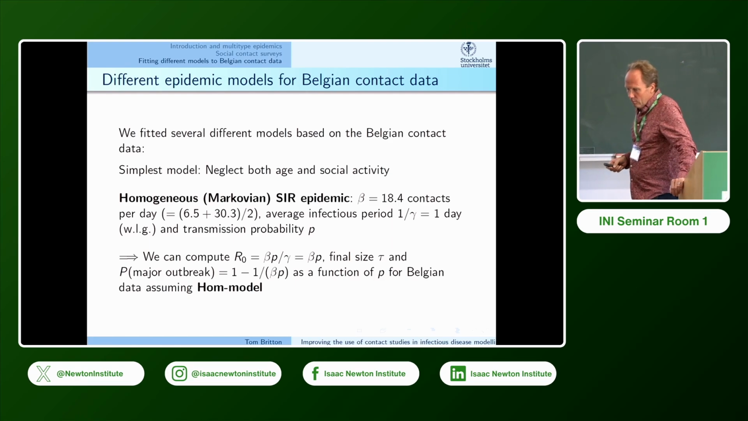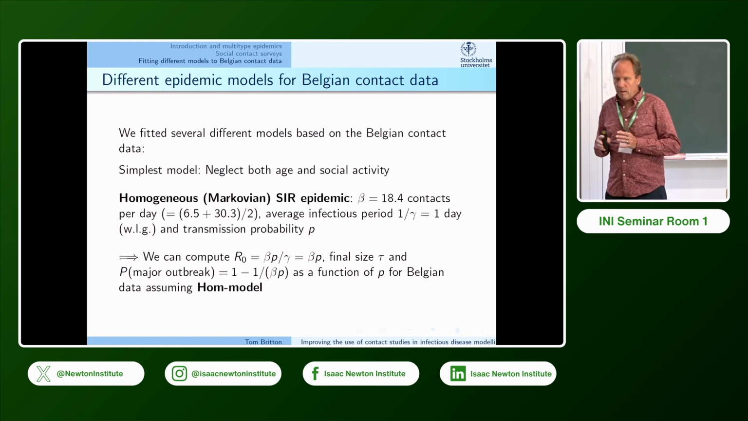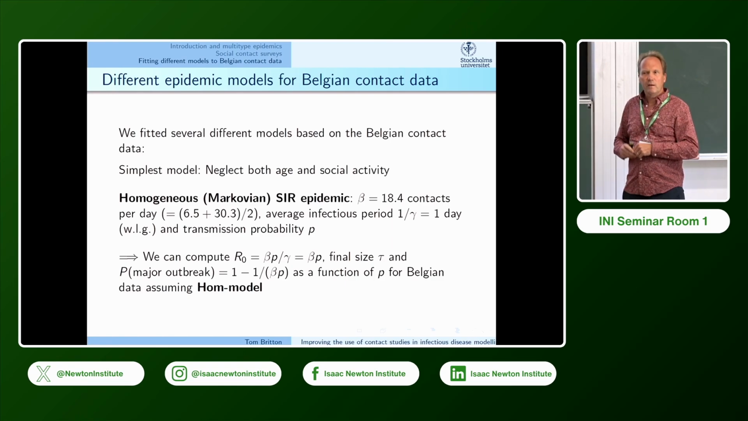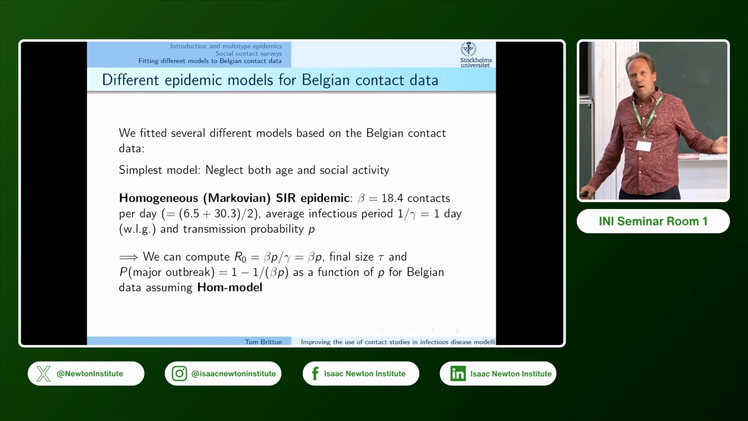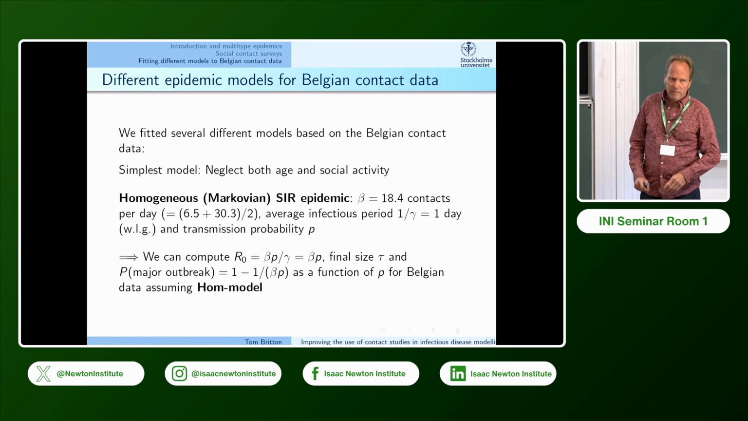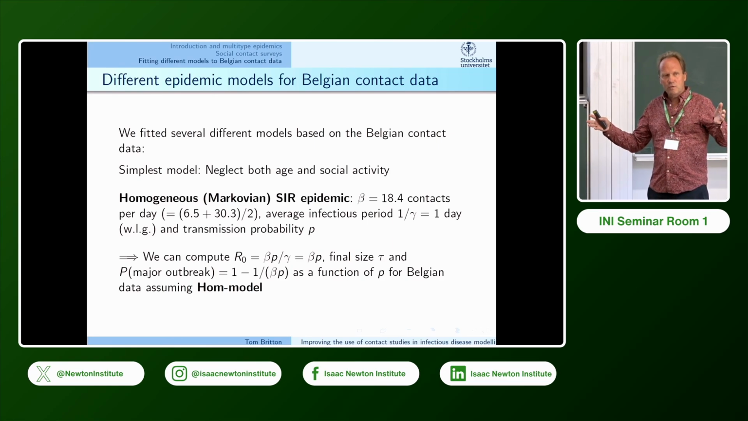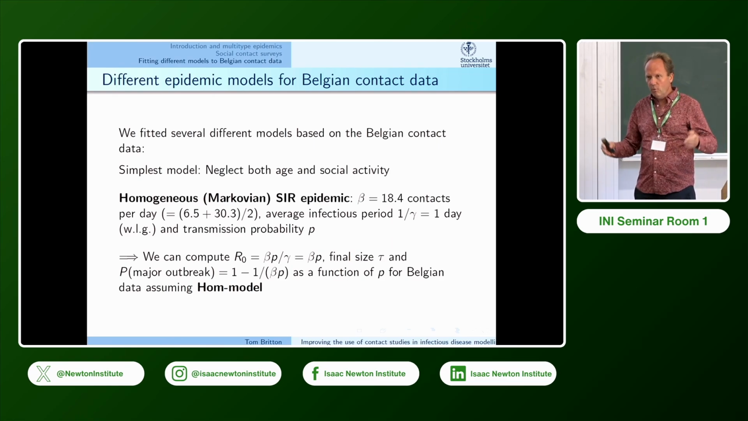So, what did we do? Well, we analyzed this data in 4 different ways. First, neglecting any heterogeneity, so just looking at the average number of contacts and seeing, for a given P and a given infectious period, what is R naught and how many will get infected. And then we analyze it admitting the age heterogeneity, so what has been done before.